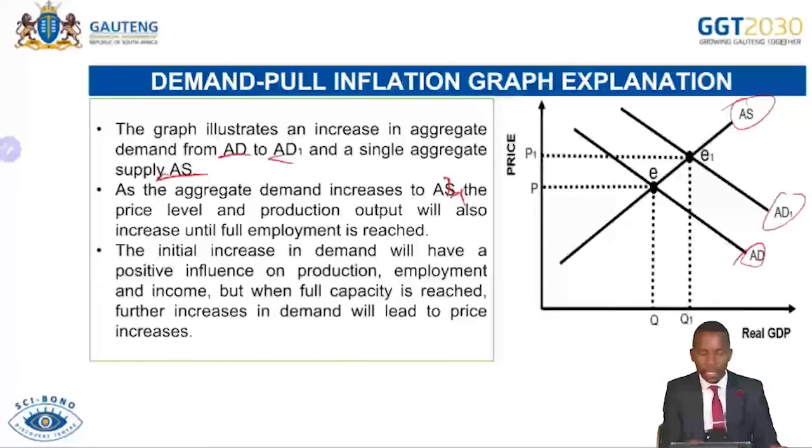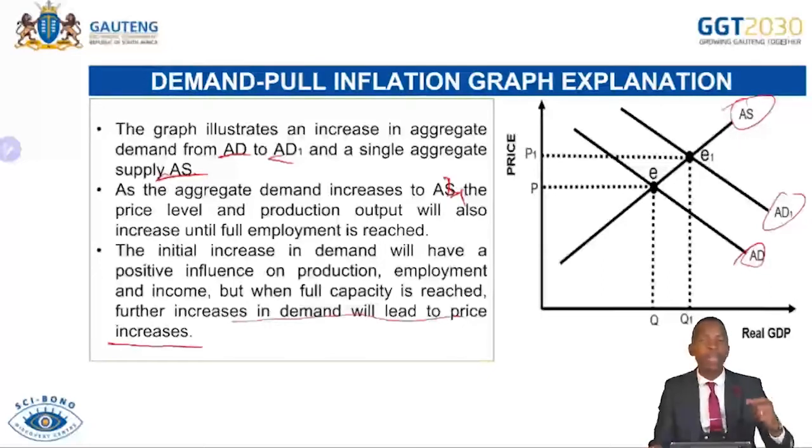The initial increase in demand will have a positive influence on production, employment, and income, but when full capacity is reached, further increase in demand will lead to an increase in prices of goods and services. Once the market reaches the maximum capacity of supplying goods and services, that will always lead to increased prices, because they are facing scarcity of supply while the demand keeps on increasing.